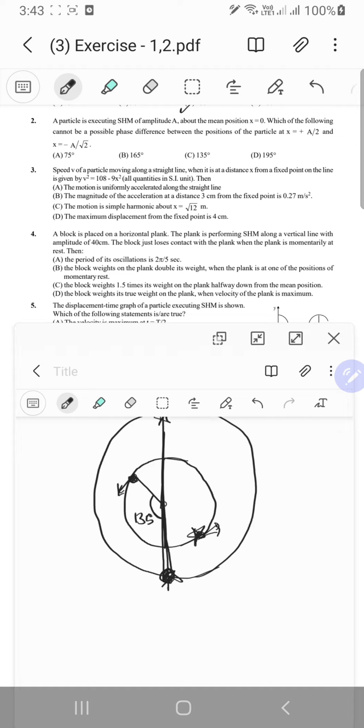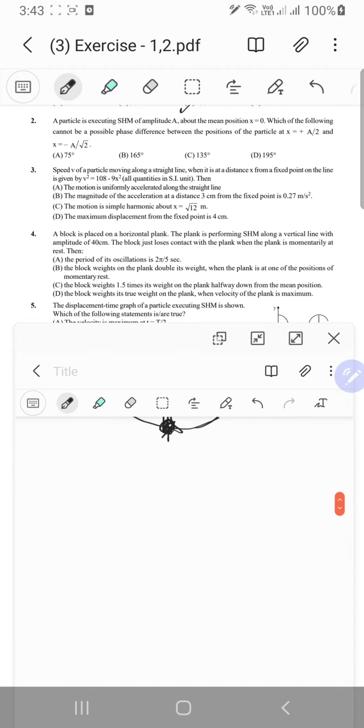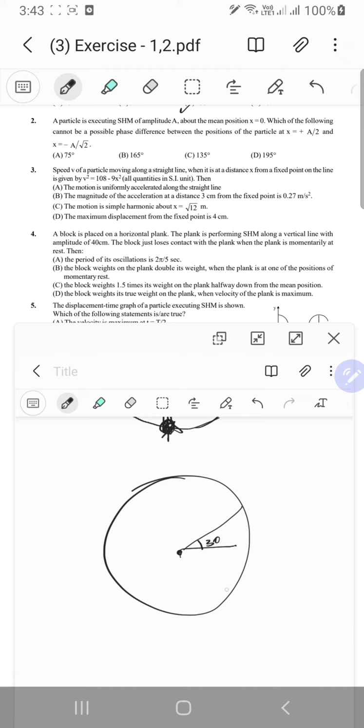A particle is executing SHM of amplitude A about the mean position x equal to 0. Okay. Which of the following cannot be possible phase difference between the positions at x equal to plus A by 2 and minus, just one second, draw this thing. So plus A by 2, that would be 30 degrees, I believe, right? So this is half of that. Yeah, it should be 30 degrees. And minus A upon square root 2, so it would be somewhere there. It's gonna be 45 degrees.